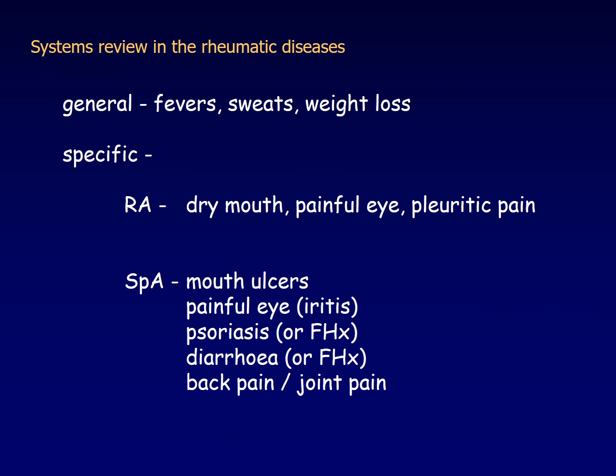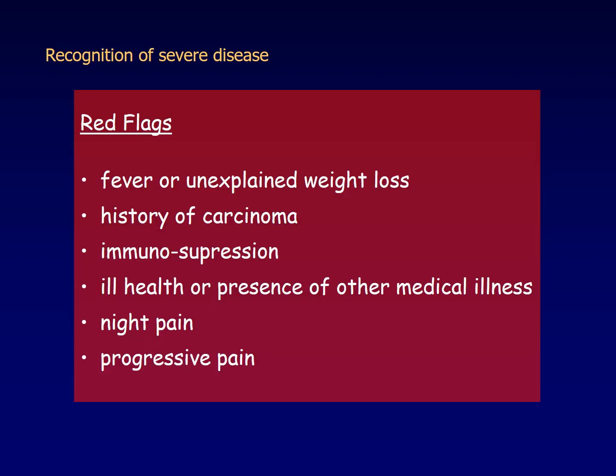Systemic review covers fever and weight loss. Specifically in rheumatoid arthritis, there is dry mouth and pleuritic pain. Then recognition of severe disease. What are the red flag signs? These are the dangerous signs: if the patient has fever, history of carcinoma, immunosuppression, ill health, night pain and progressive pain.